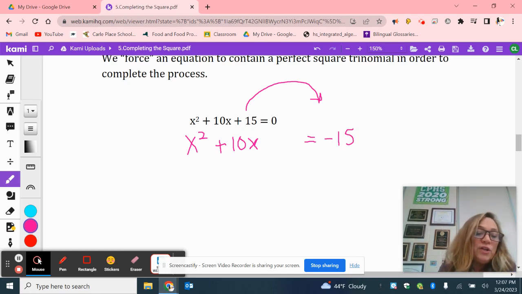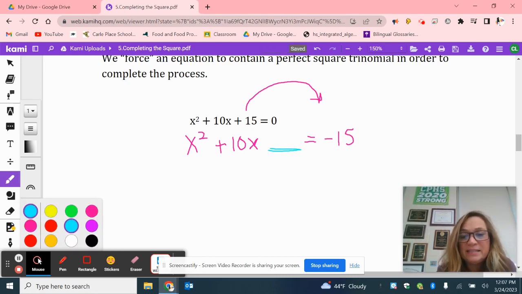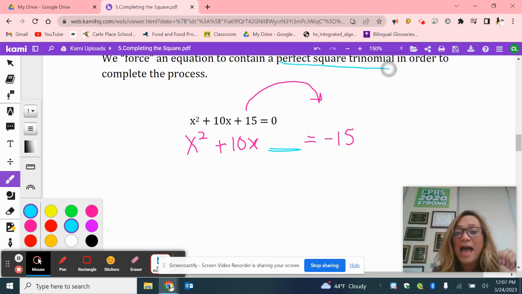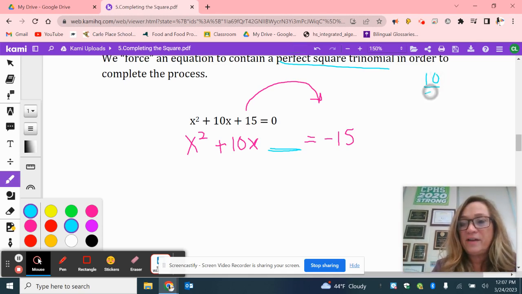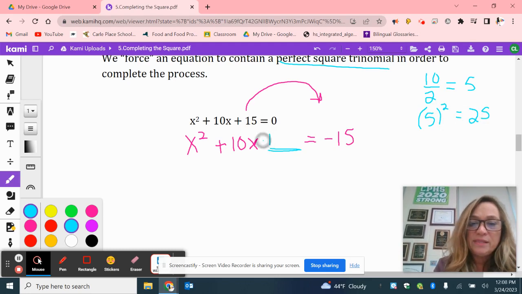All right? So you'll notice that I left this blank space there on purpose because currently on the left side of the equation, there's a binomial. A binomial cannot be a perfect square trinomial. So what I need to do is create this perfect square trinomial. In order to do that, I'm going to take the 10 divided by 2. That gives me 5. I'm going to square it, which becomes 25. So I'm going to put the 25 there.